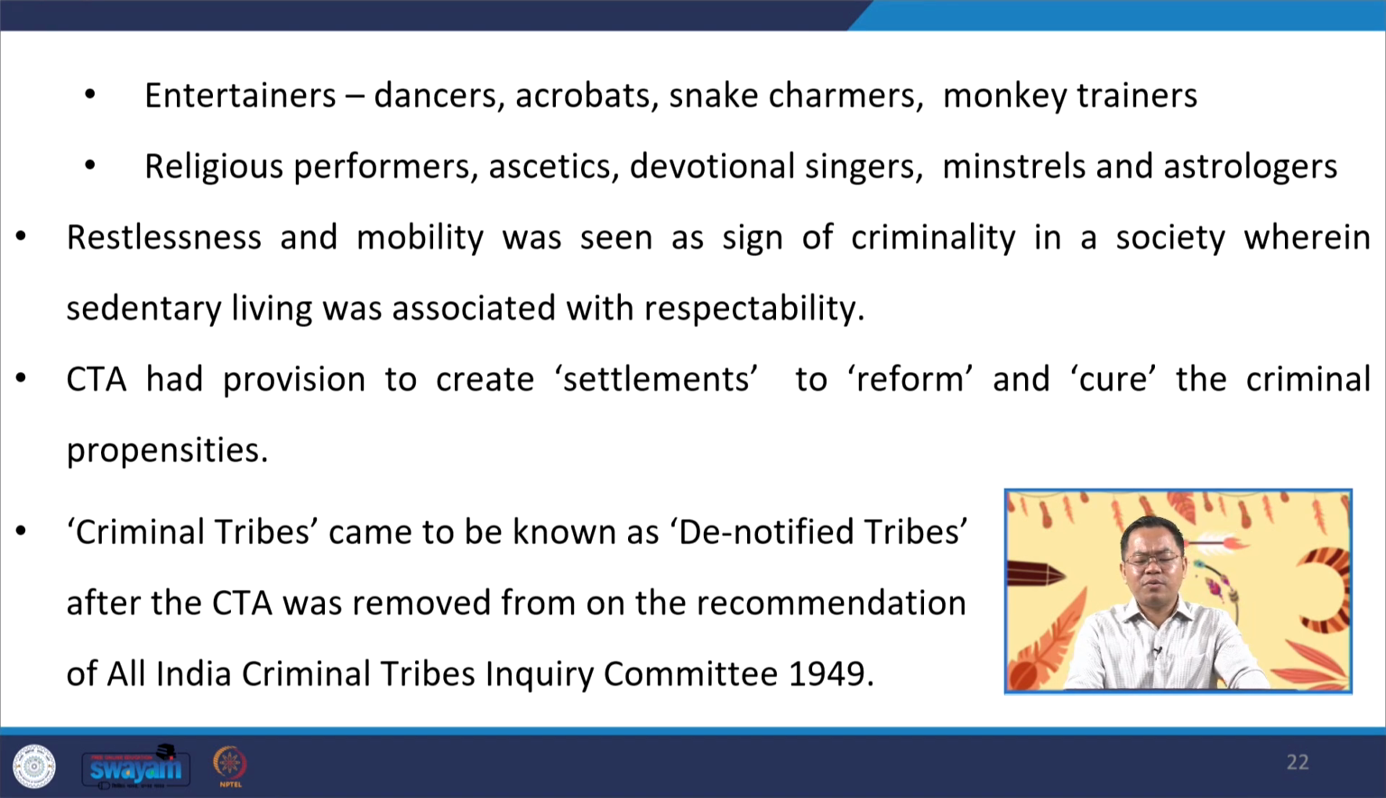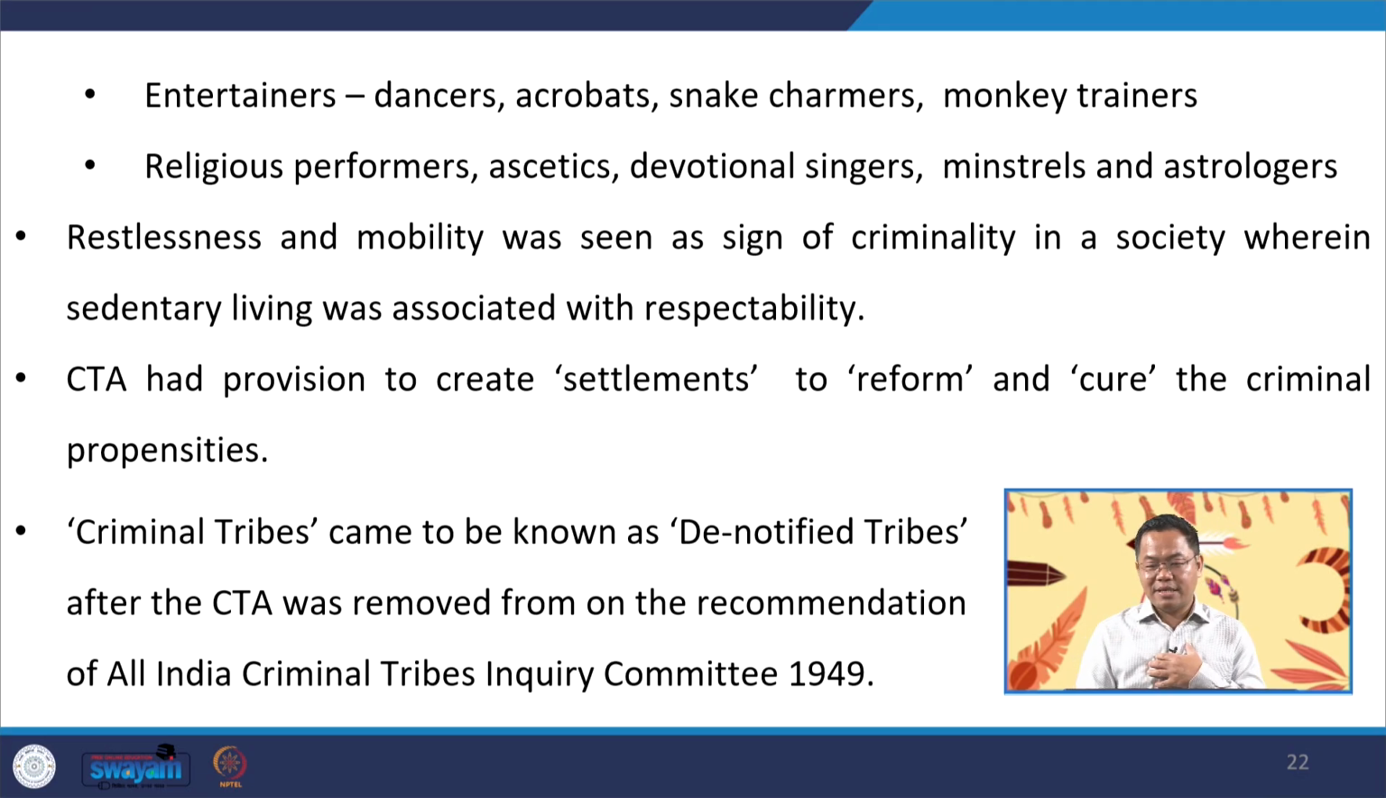Now, one of the reasons why the British colonial state was very uncomfortable with these communities is their way of life, because they considered restlessness and mobility as a sign of criminality in a society wherein sedentary living was associated with respectability. Now, all of us today follow a sedentary lifestyle in the sense that we have a settled life. Most of us have homes, for instance, that we go back to after work, right?